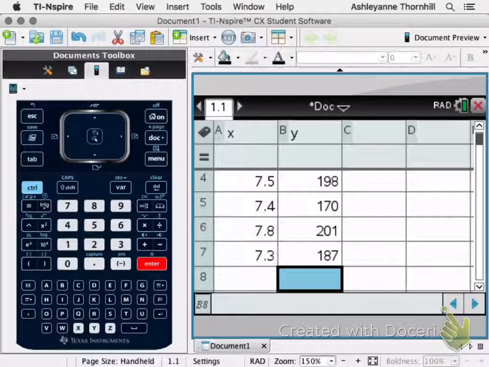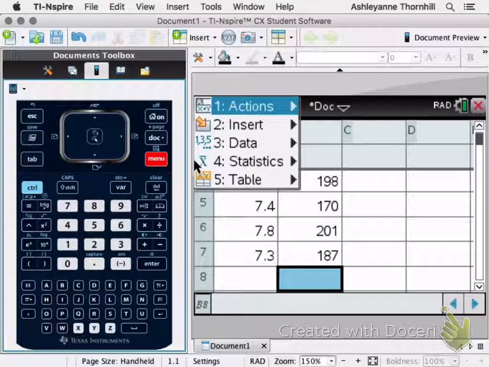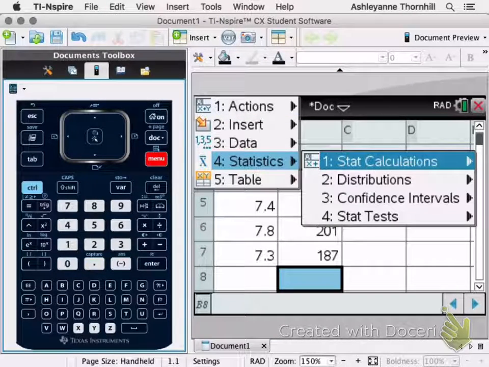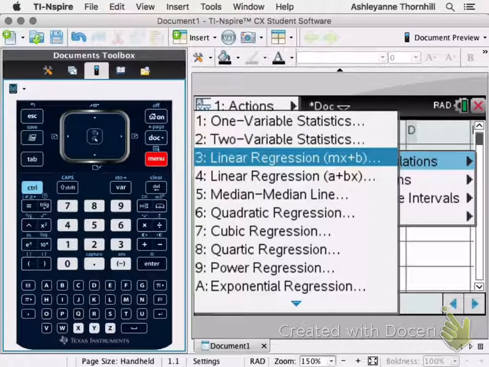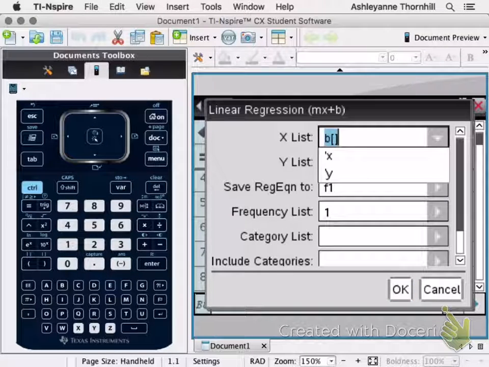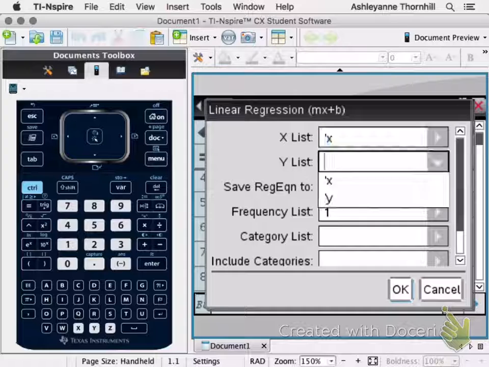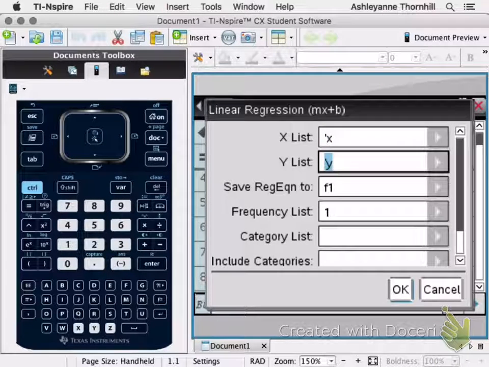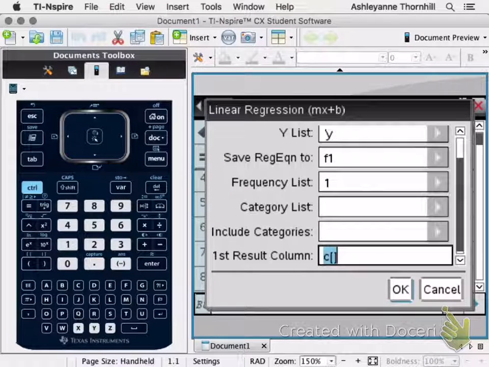Okay, so from there, you're going to hit the menu button. So menu 4, 1, 3. And that's linear regression. From there, you're going to change the X list, so hit the right button. You're going to change that to this X, and the Y list should be Y. Those are the only two things you need to change. You just hit the right arrow, and that will change the X and the Y. Then scroll down. You don't need to change anything else. And hit OK.